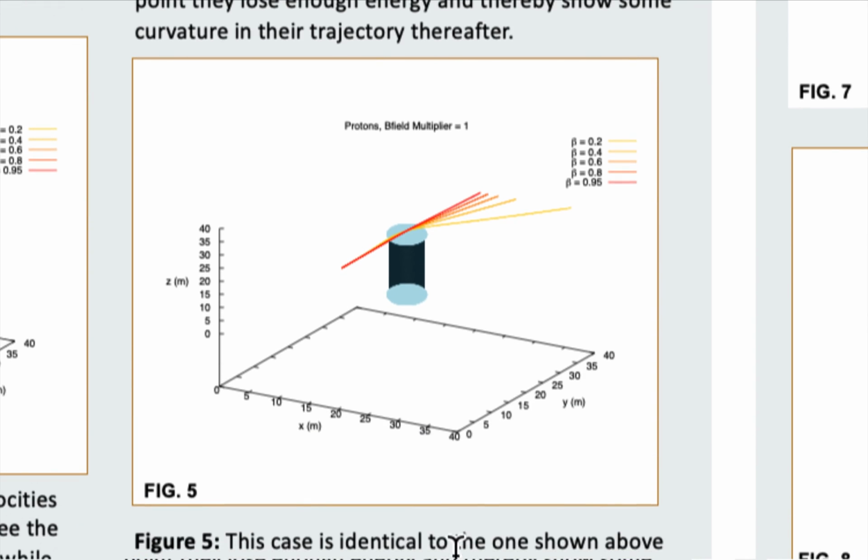Similarly, if we use the magnetic field directly from the magnetic code, we see that the higher energy particles, which are depicted in red, go straight through, whereas the lower energy particles start curving. And again, we see that they must hit the bubble before we see any guidance of the trajectories by the magnetic field.